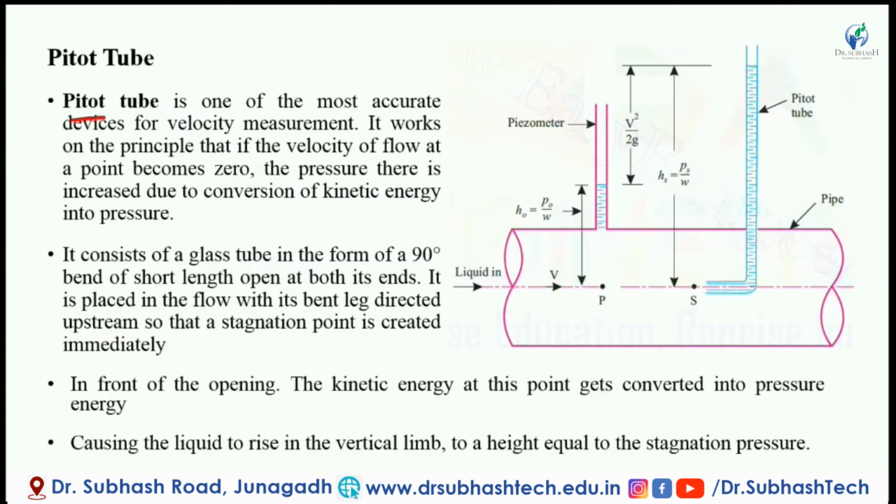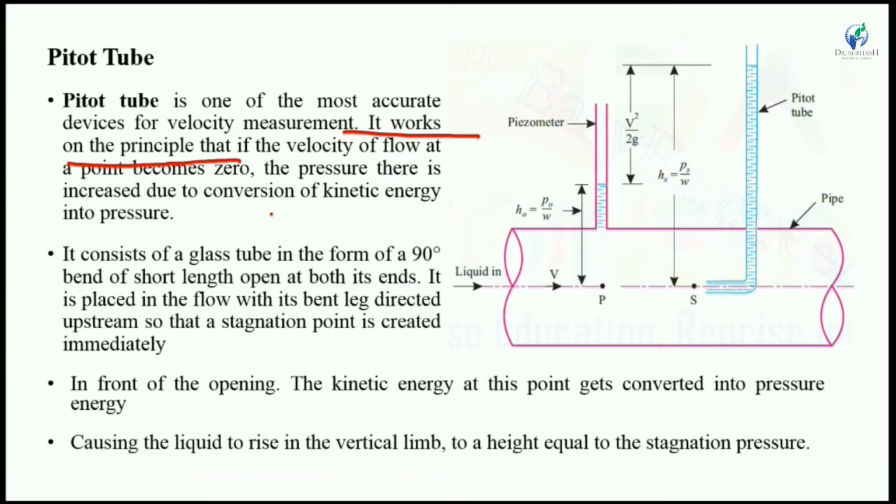First, the Pitot tube is the most accurate device for velocity measurement. It works on the principle that if the velocity of flow at any point becomes zero, then the pressure at this point is increased due to the conversion of kinetic energy into pressure. Okay, so the Pitot tube works on this principle.